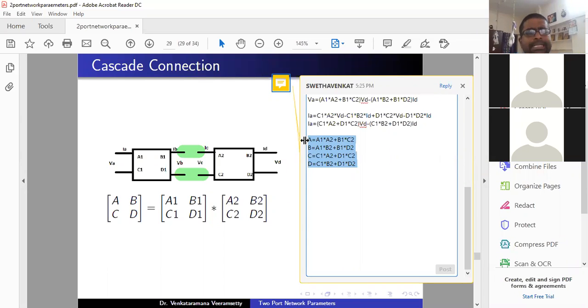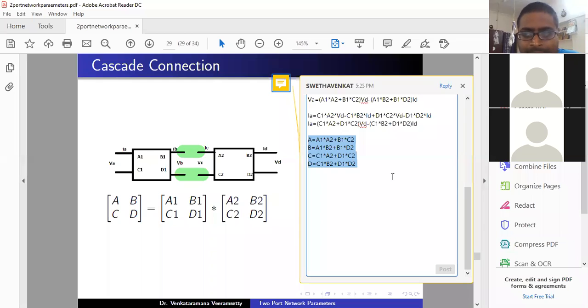I'm explaining the derivation for only two two-port networks. Suppose you have three two-port networks with ABCD parameters A1, B1, C1, D1, A2, B2, C2, D2, and A3, B3, C3, D3, and all three are cascade connected. Then the ABCD values after cascade connection are just the matrix multiplication of the three matrices. Just simple matrix multiplication. That's it. Okay?